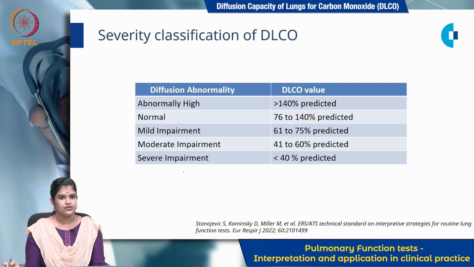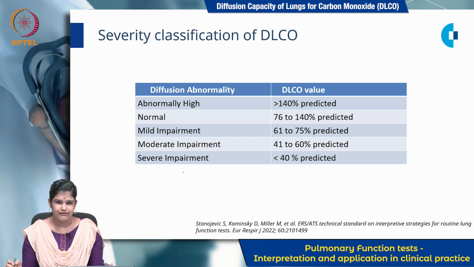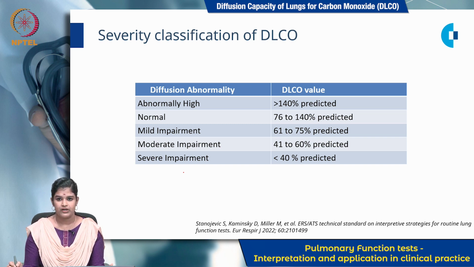Severity classification of DLCO. So diffusion abnormality, a DLCO value of more than 140% is considered abnormally high. 76% to 140% is considered normal, 61 to 75% is considered mild impairment, 41 to 60% is considered moderate impairment, and less than 40% is considered as severe impairment.